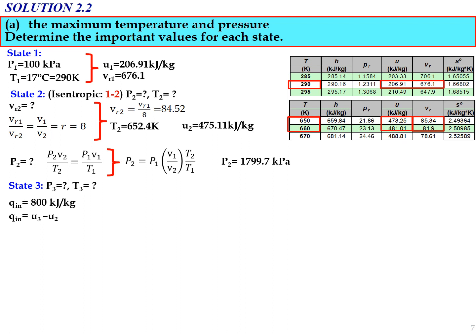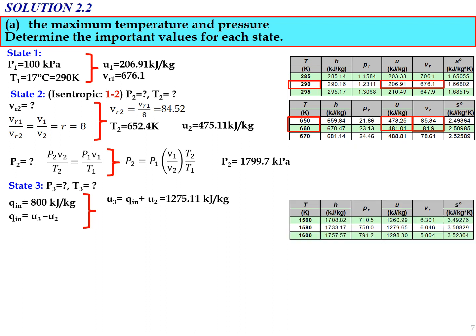Okay, so now we know that Q in, based on the formula, equals U3 minus U2. Q in is already given, and U2 we already calculated for state number 2. If you rearrange the equation, we can determine the value of U3, the internal energy for state number 3, where U3 equals Q in plus U2, which is equal to 1275.11 kJ per kg.